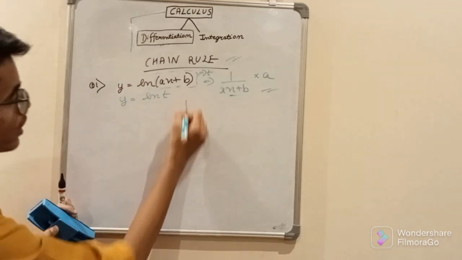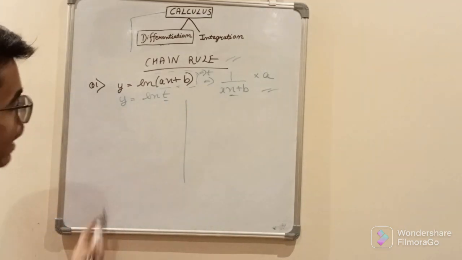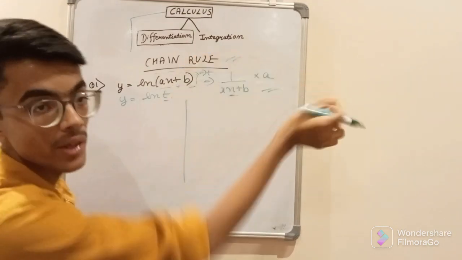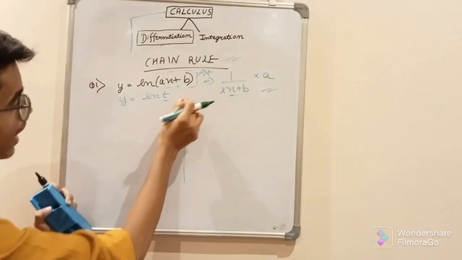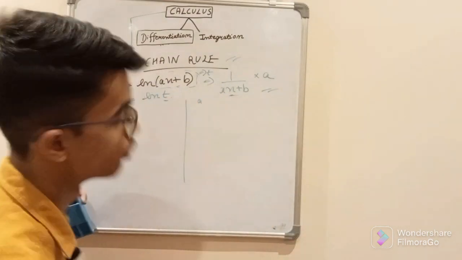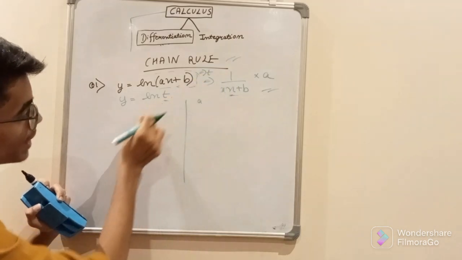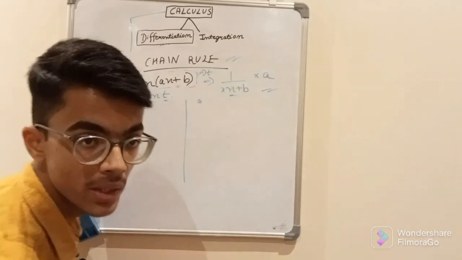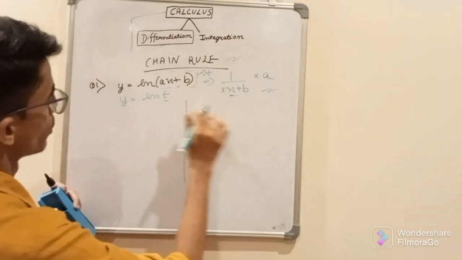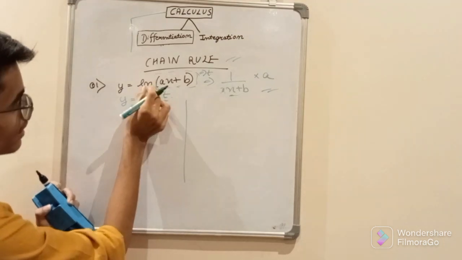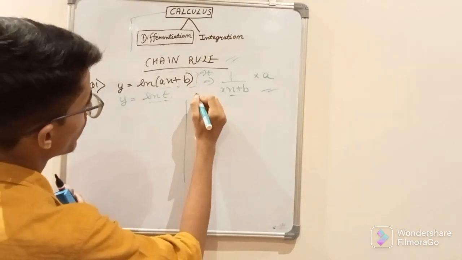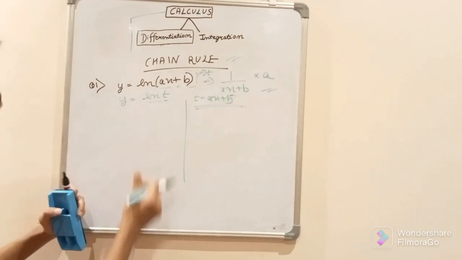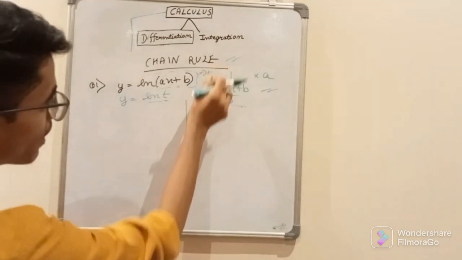Now on one side we have to differentiate this t, that is the value which we have assumed, and on the other side we have to differentiate the thing from which we have assumed t. So the equation is ln t, and over here we can write t is equal to ax plus b. So now it must be clear, on this side we have to differentiate ln t and on this side we have to differentiate ax plus b.